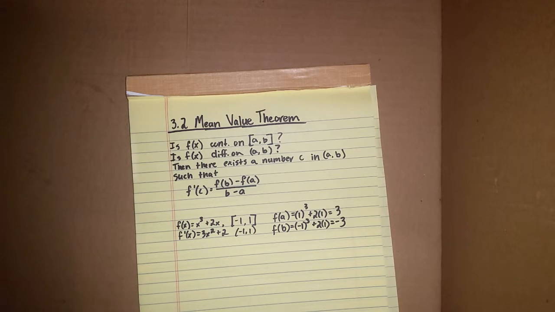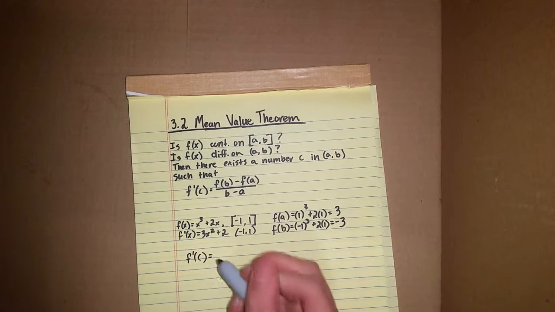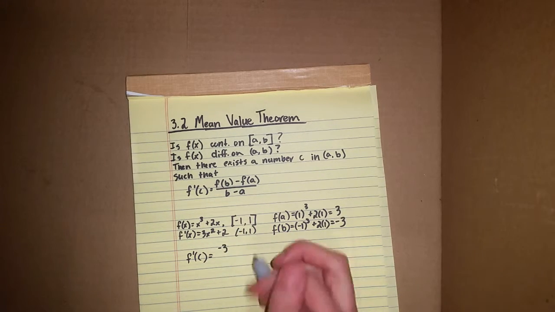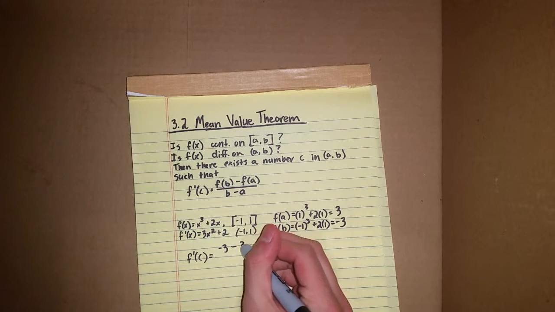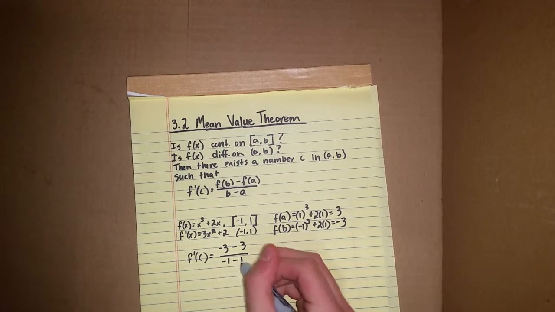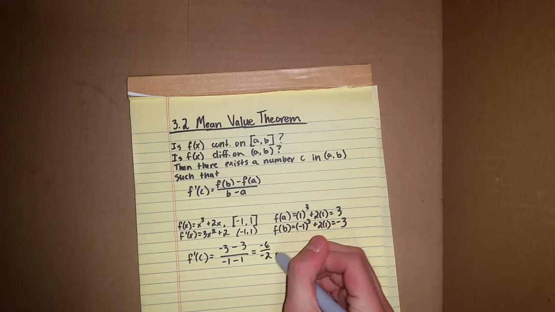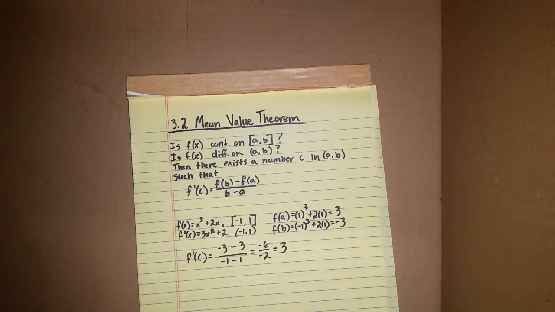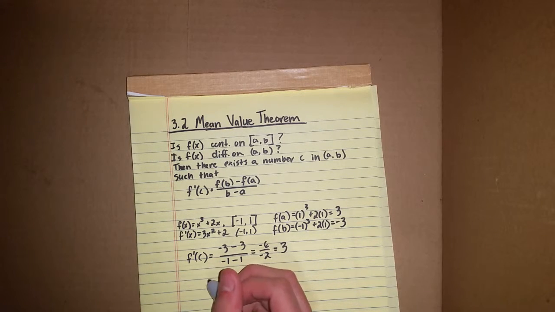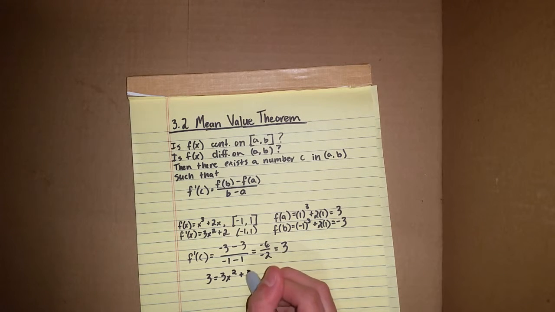And so now we have all the parts, so we can plug it into the mean value theorem. F prime of c is equal to f of b, which we found to be negative 3, minus f of a, which is 3, all over b minus a. That's negative 1 minus 1. And now this is equal to negative 6 over negative 2, which is 3. Now, you're going to set this value equal to your first derivative. So, 3 is equal to 3x squared plus 2.